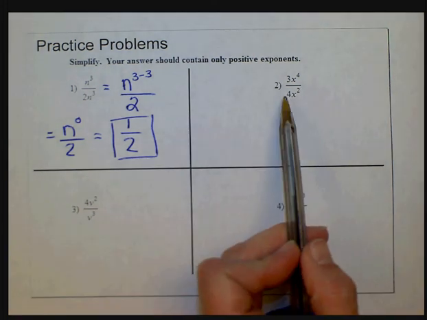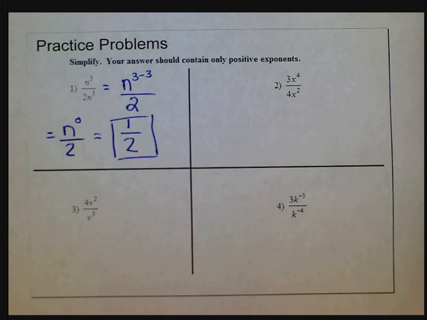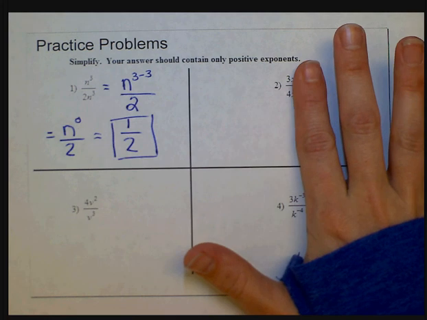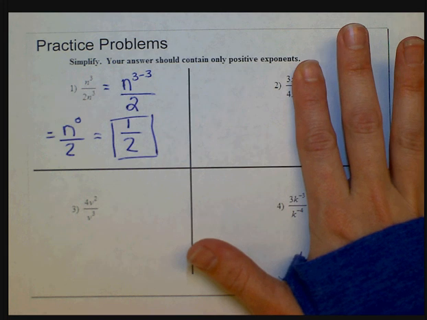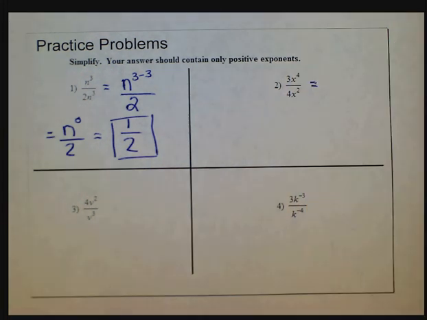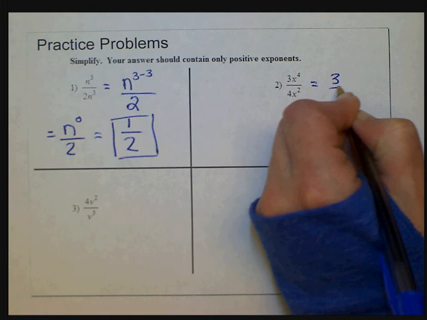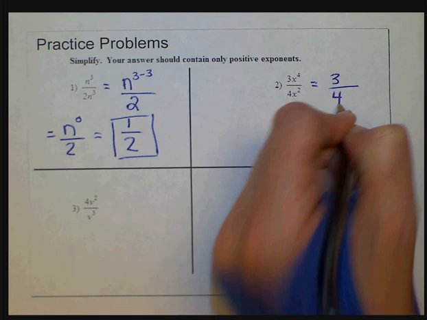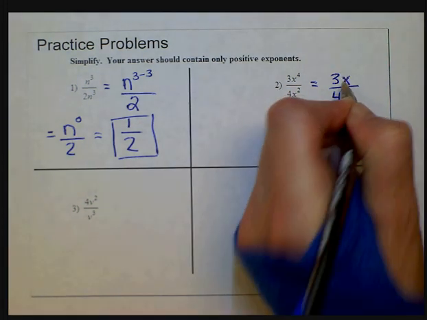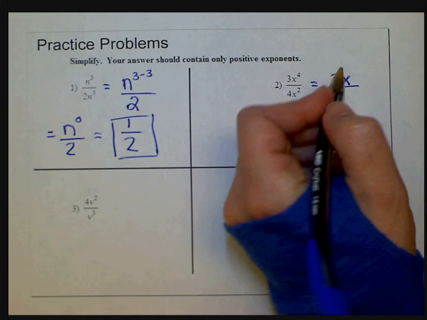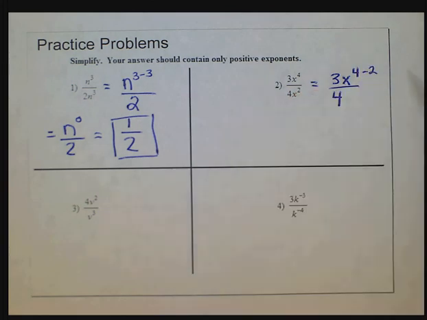Alright, number 2. You have 3x to the 4th divided by 4x squared. Now you treat numbers like numbers. So I look at the numbers and I have 3 divided by 4. That does not simplify or divide evenly, so I keep them where they are. In our answer, we will have a 3 on the top of the fraction and a 4 on the bottom of the fraction. Now with the x's, I have like bases being divided, so I keep the base on the top, x, and I take the top exponent minus the bottom exponent.